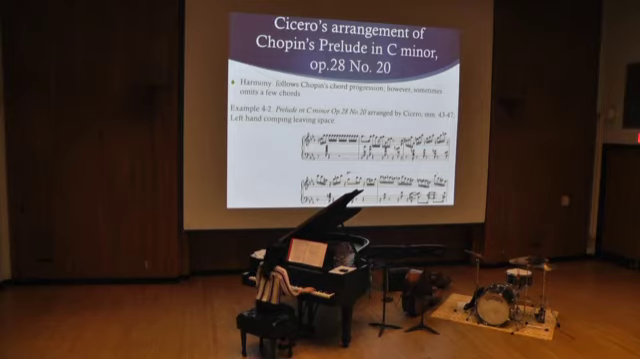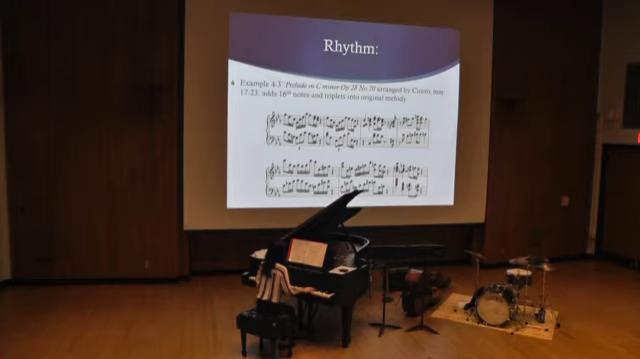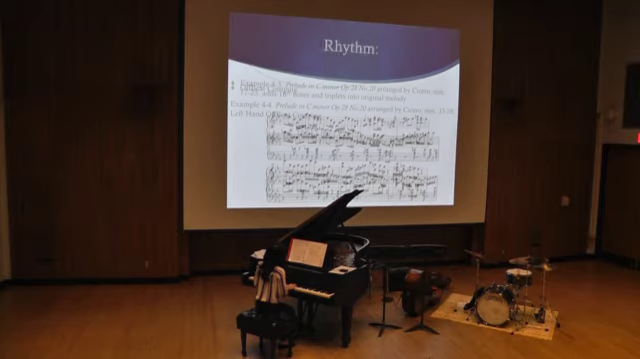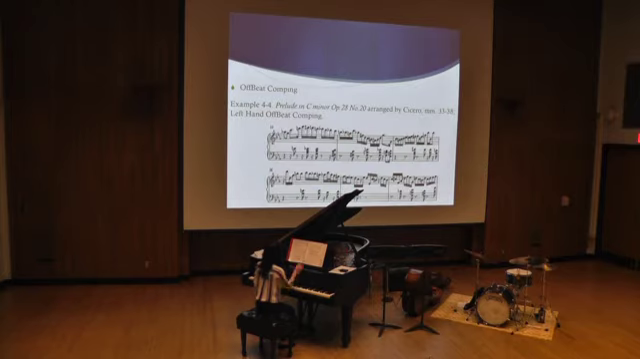And then the next one is the rhythm. So in Cicero's arrangement, he adds 16th notes and triplets into the original melody. Okay. And then the next one, offbeat comping. So like I mentioned before, he uses a lot of offbeat comping in his left hand. So here's one of the examples.